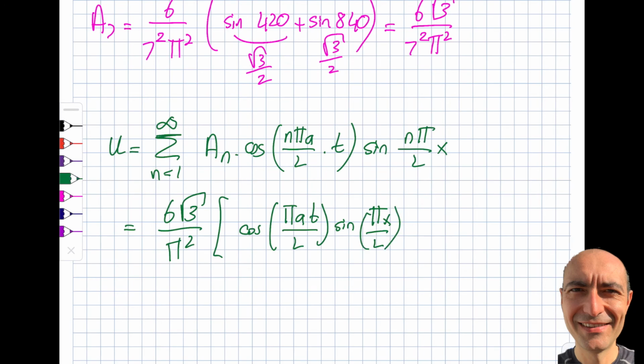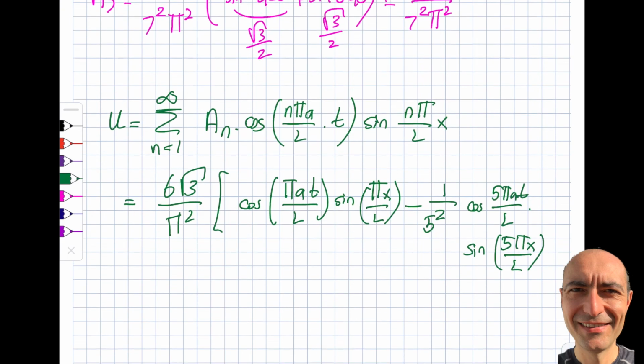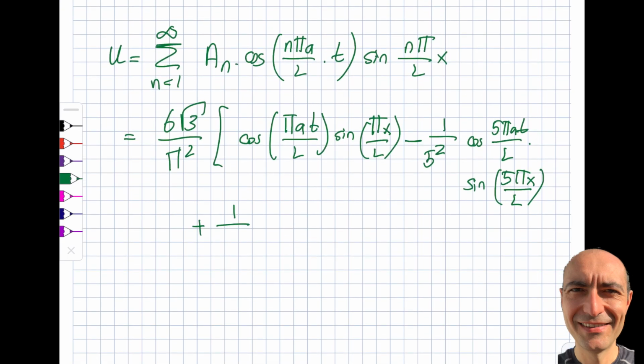That's the first, right? Now minus, and this will be minus, plus, minus, plus, 1 by 5 squared. This is the fifth one. It's going to be cosine of 5 pi a t by l times sine 5 pi x by l. Okay, and then plus, I'll have 1 by 7 squared cosine of 7 pi a t by l times sine 7 pi x by l, and the next one will be negative because we go positive, negative, positive, negative.